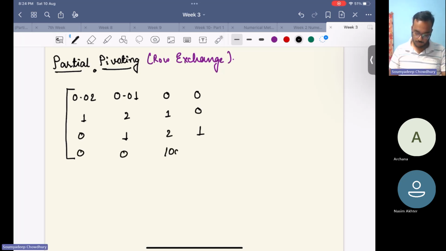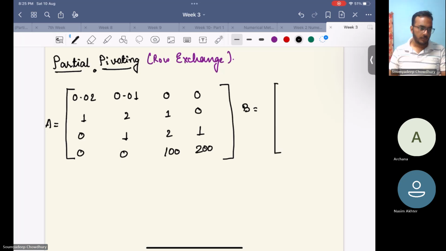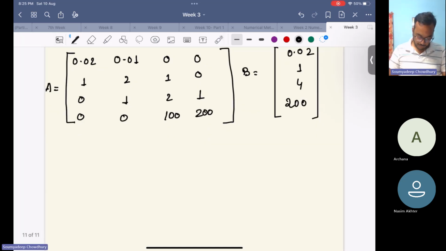Zero, 100, 200. This is your A matrix, and the B matrix is 0.02, 1, 4, 2. So what is the algorithm here? So first step is, step 1: first you have to find the entry in the leftmost column which has the largest absolute value.